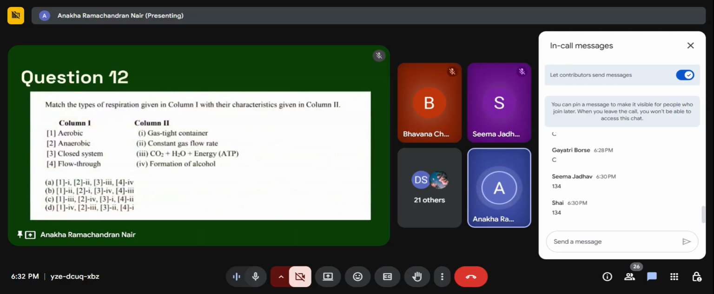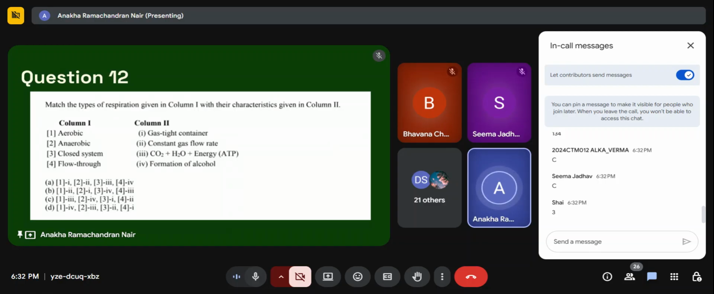Question number 12 is again a match the following type question, where column 1 is the different kinds of system and column 2 is the characteristics of these systems, right? There are four options in column 1: aerobic, anaerobic, closed system, and flow through. And column 2 has gas tight container, constant gas flow rate, CO2 plus H2O plus energy, and formation of alcohol. So you have to guess what is the correct match of this, right? So you guys are saying C or 3.